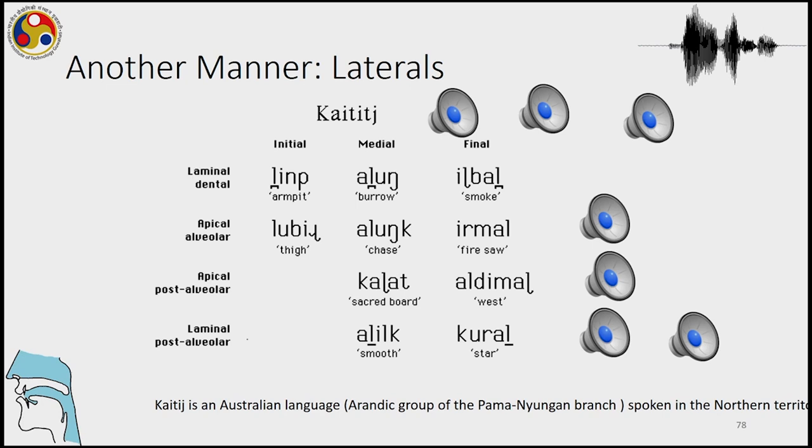So, these are examples that we see of laterals, which could be laminal dental like the examples here, which could be apical alveolar as in the examples here, which could be apical postalveolar, and which could be laminal postalveolar. And all of these differences exist in a language called Kaitij.